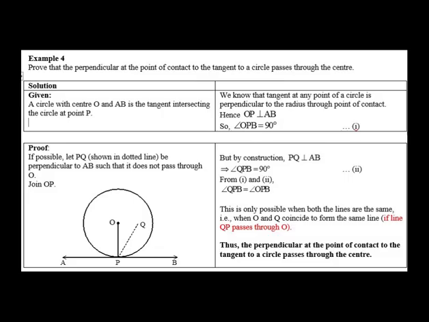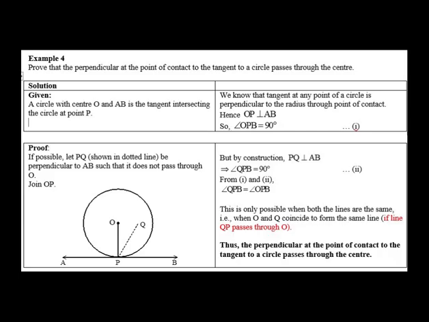Example 4. Prove that the perpendicular at the point of contact to the tangent to a circle passes through the center. Let O be the center of the circle and AB be the tangent intersecting the circle at point P. Let Q be any point on the circle other than O such that PQ is perpendicular to AB.